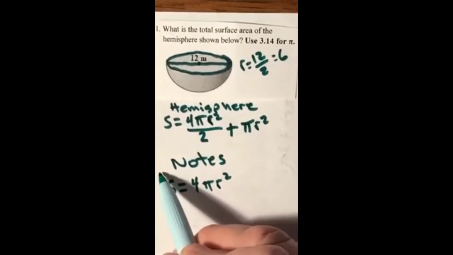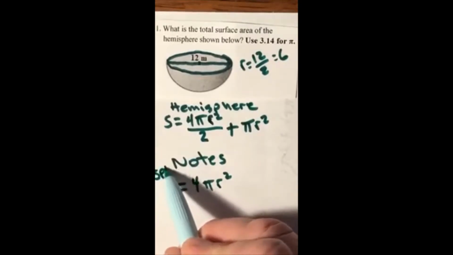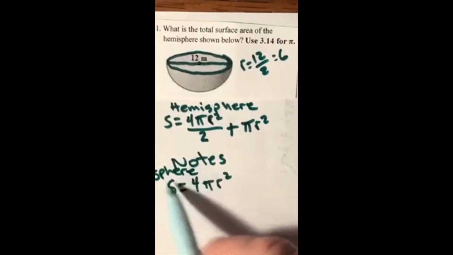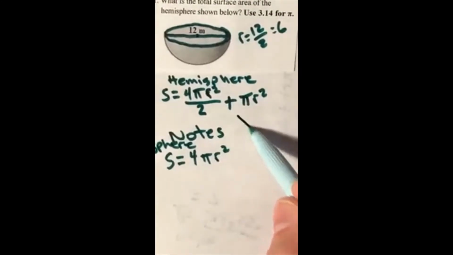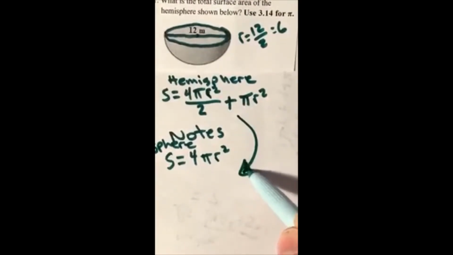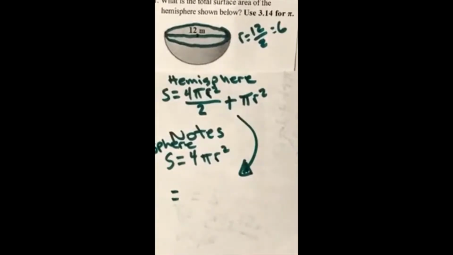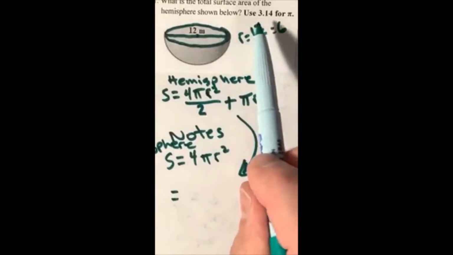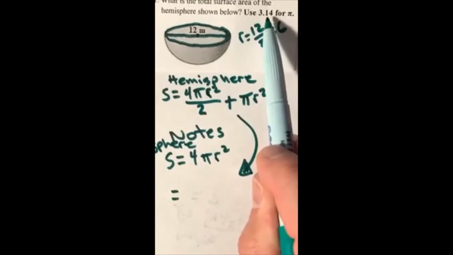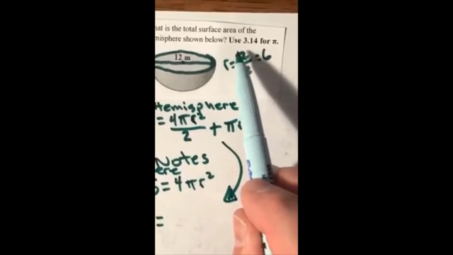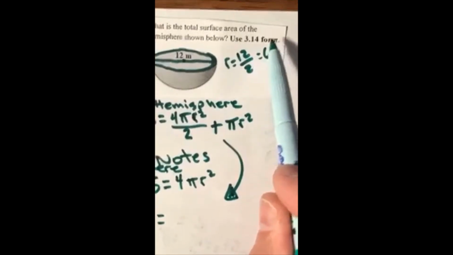Just for the sphere. Okay, let me just finish that. That's for the sphere. I'll make an arrow to let you know that I'm coming down here to show how this is supposed to work. Alright, so we're going to replace pi with 3.14, right? Because up here in the reading it says use 3.14 for pi.